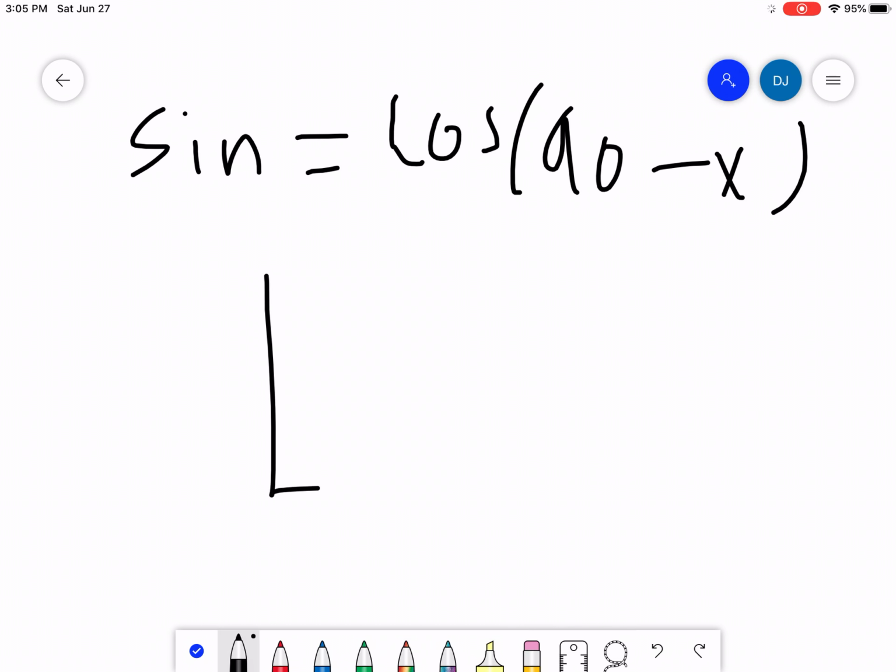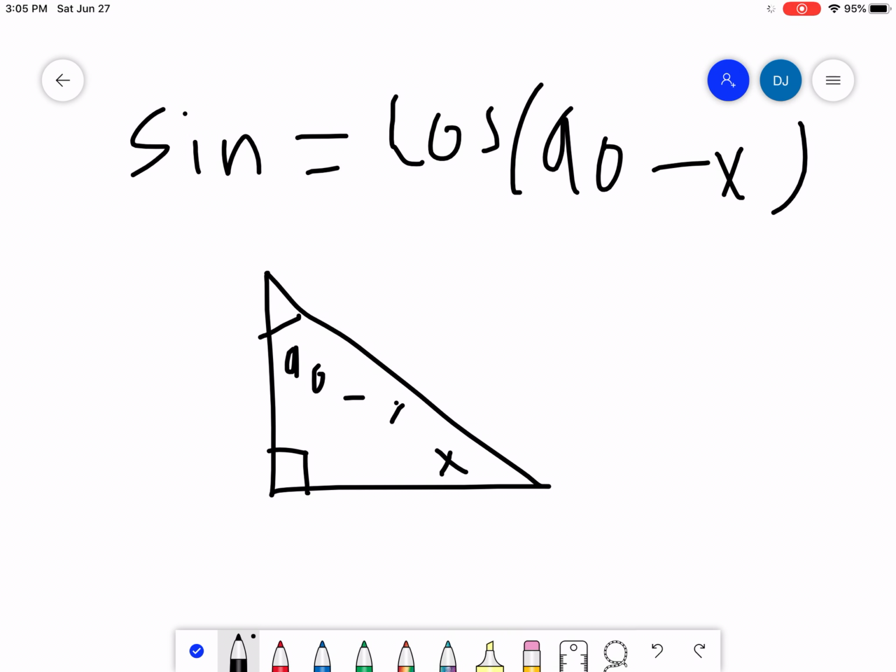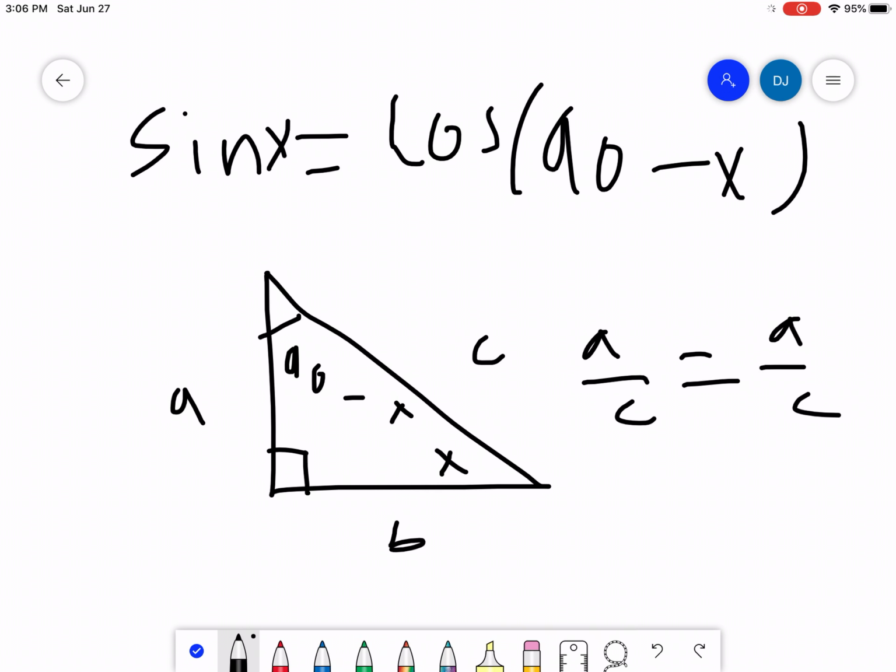Well, let's just construct a triangle. Let's call this angle x, and let's call this one 90, because we're working with a right triangle. We know by the triangle sum theorem that all the angles add up to 180, so this angle should be 90 minus x. Let's call the side lengths a, b, c. If we take the sine of x, we get a over c, and if we take the cosine of 90 minus x, we also get a over c. And so that's why it's proven, because we've just constructed a triangle.